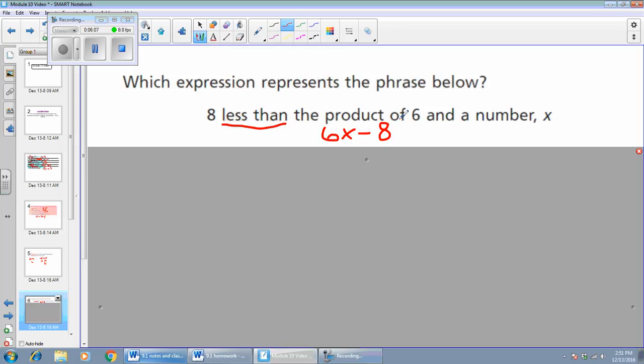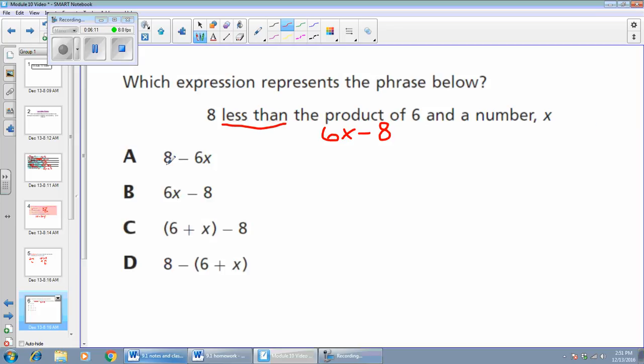Now that I've thought about the expression on my own, let's check out the answers. 8 minus 6x? No. 6x minus 8? 6 plus x minus 8? Nope. And 8 minus 6 plus x? No. It is the answer choice B.